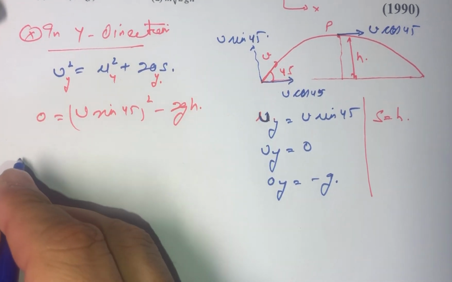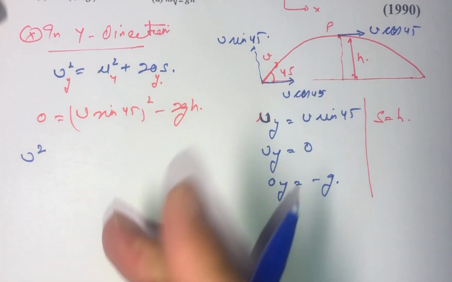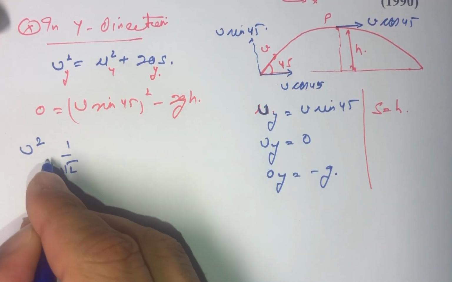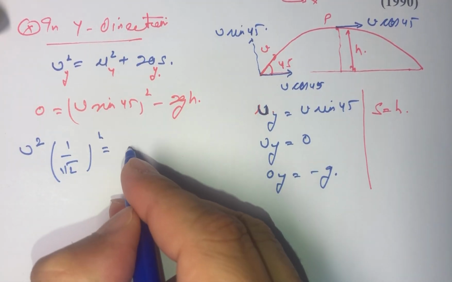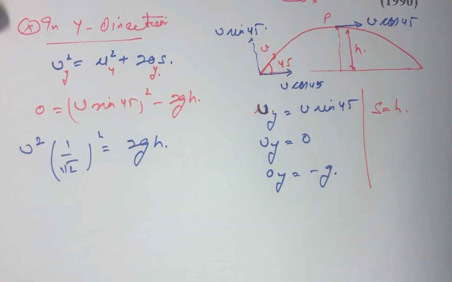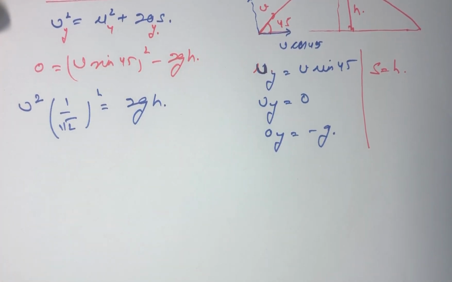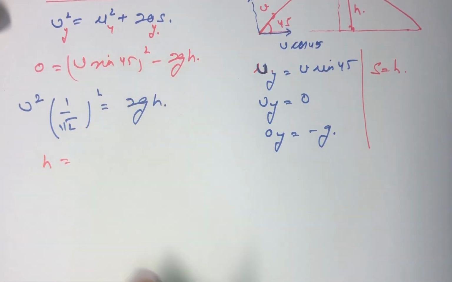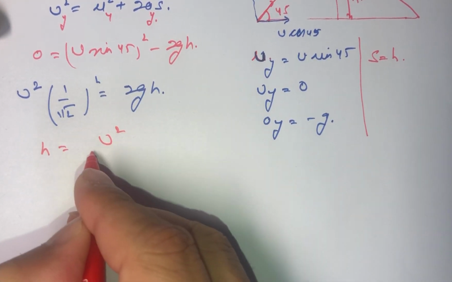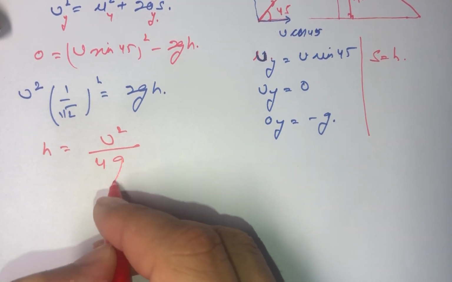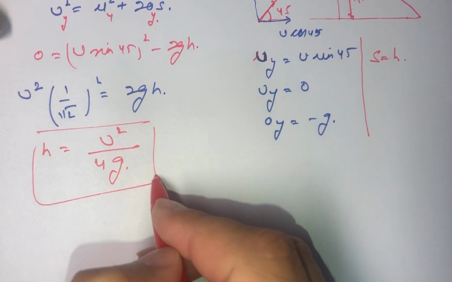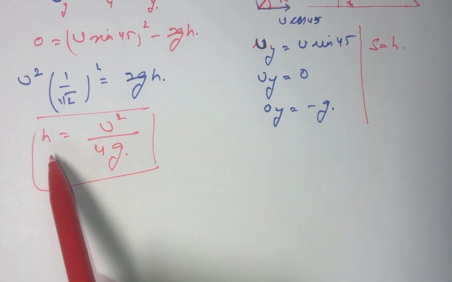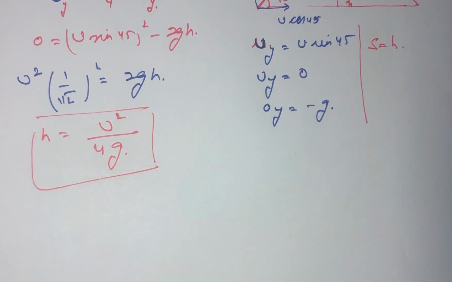Or we can say v square, sin of 45 is 1 by square root of 2, so this will be 2gh. So we can say that our h will be equal to v square divided by 4g. This is a relationship at point P between the height and the velocity of projection.